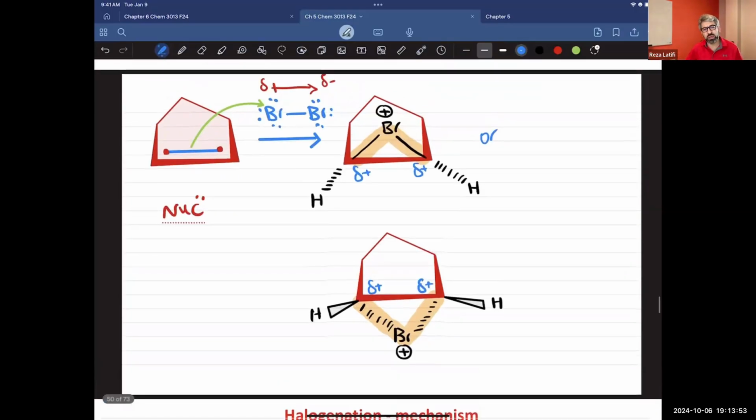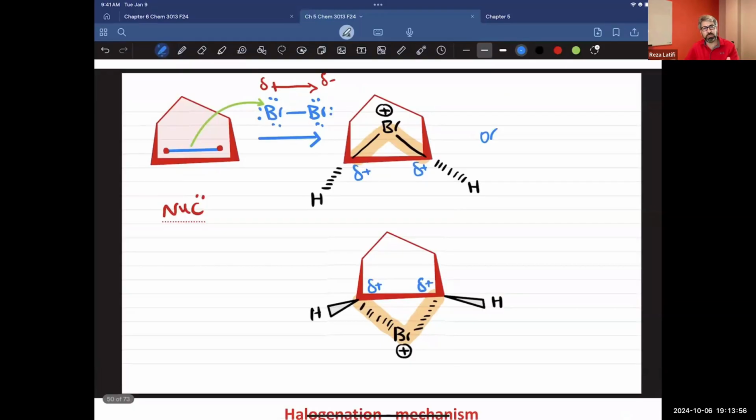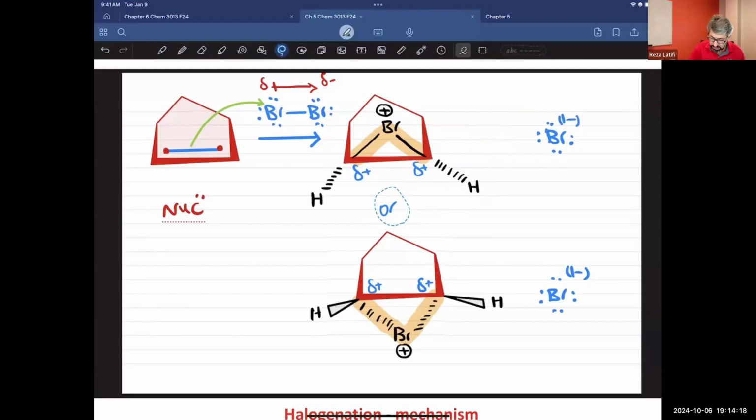Now, next, what will happen with the second bromine atom? We have a bromide here. Bromide has 4 lone pairs, so that means it has a negative charge. That bromide can attack this carbon. It can attack either that carbon or that carbon. In this case, they have exactly the same substituents, so it doesn't matter which one we attack.